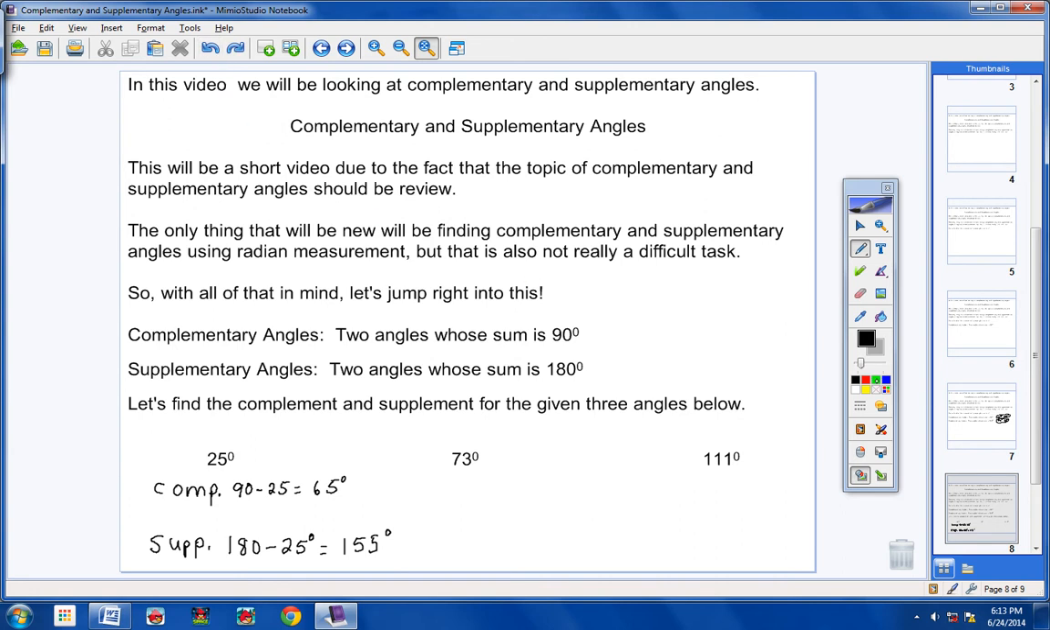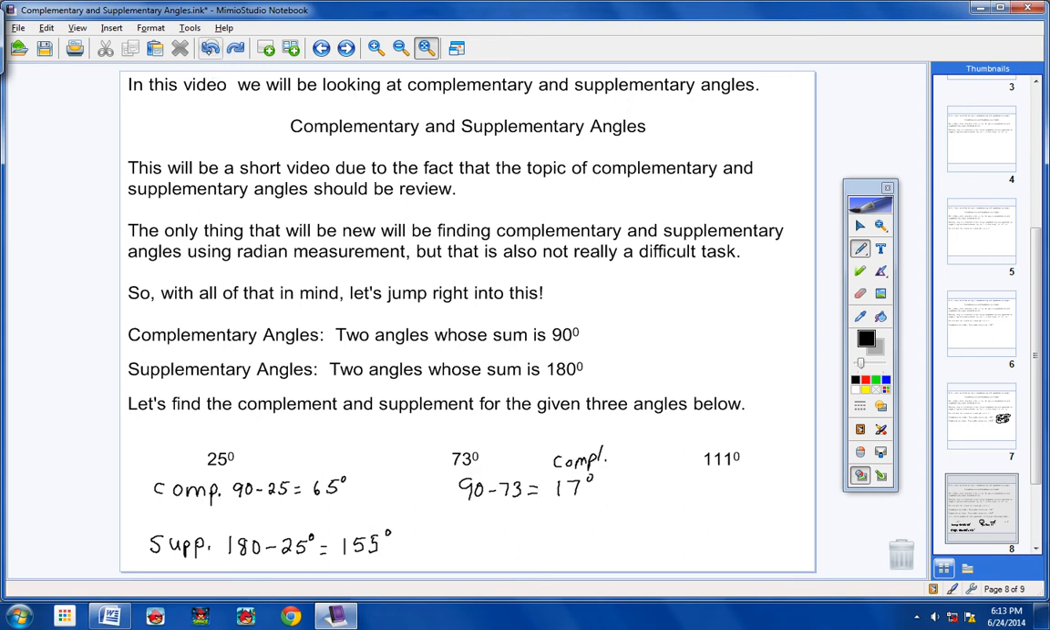Let's go ahead and find the complement and the supplement of 73 degrees. Okay, so let's take 90 minus 73, and if I do that correctly, I will get 17 degrees. So there, I just found the complement of 73 degrees. So you could say the complement of 73 is 17, or you could say the complement of 17 is 73, because if you add this angle and this angle together, you will get 90.